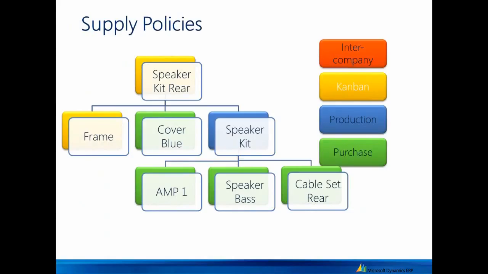To visualize that, this is the same product structure as before. Speaker kit is controlled by Kanban. The frame is a Kanban. The cover is purchased. The speaker kit is production, and the raw materials or the inflow material to the speaker kit is purchase order.